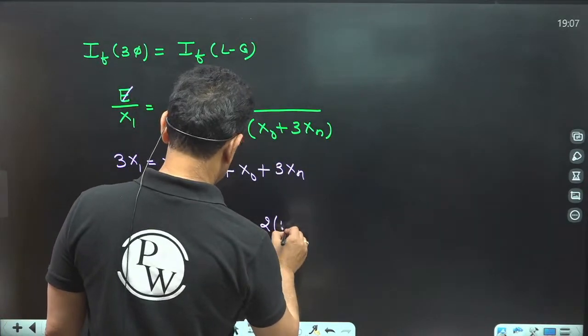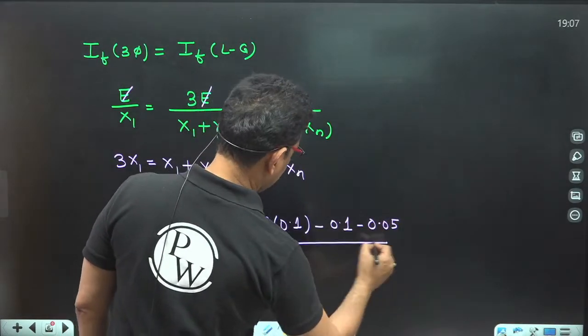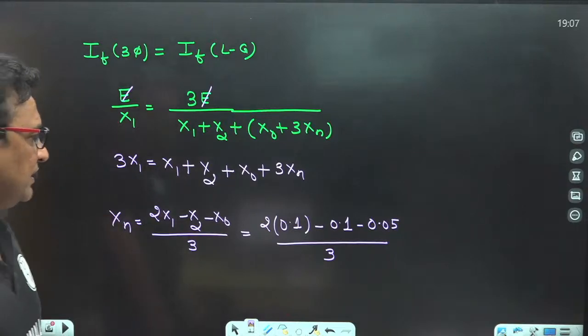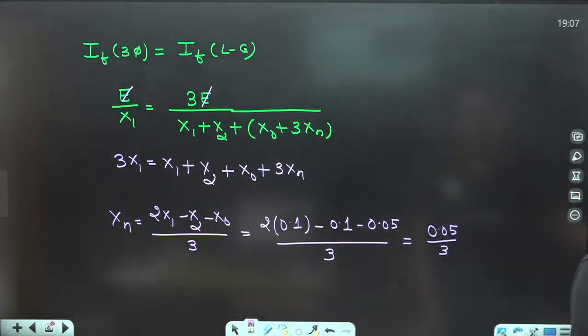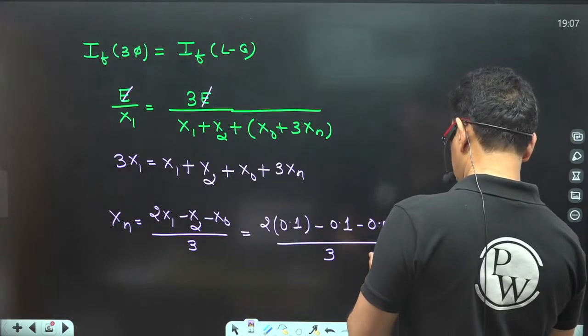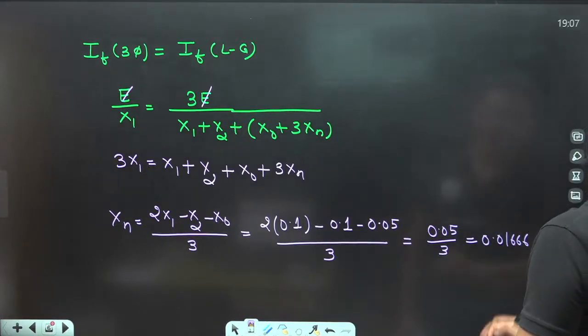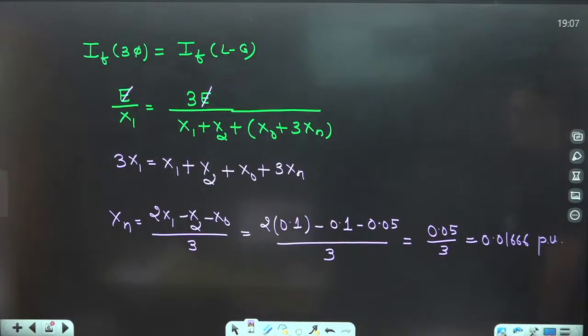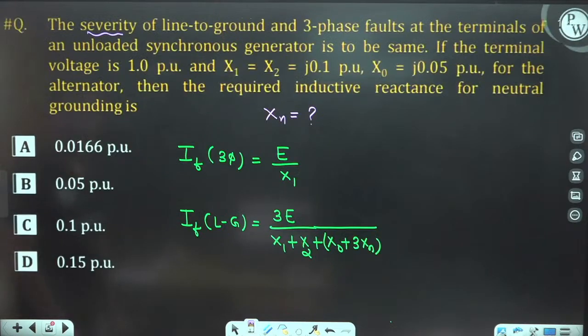So, 2 into 0.1 minus 0.1 minus 0.05 divided by 3. So, 0.2 minus 0.1, 0.1 means 0.05. 0.05 divided by 3 is nothing but 0.01666. So, if the value of neutral reactance is equivalent to 0.01666, then the severity of three-phase fault and the line to ground fault will remain same. So, which is the correct answer? 0.0166. A is the right option.